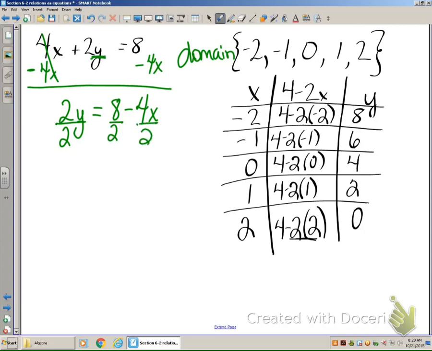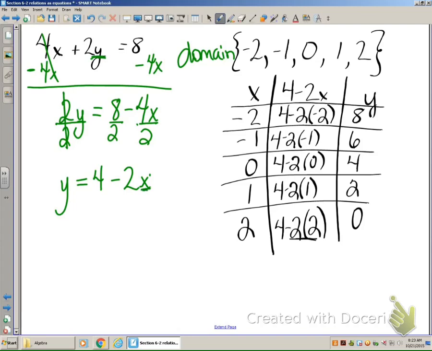Whatever I do on one side, I have to do on the other. 2 divided by 2 is 1. 1 times y is y. So I've accomplished my goal. Y is now by itself. 8 divided by 2 is 4. 4 divided by 2 is 2. So now I have it where I can plug in my values of x and solve for y.